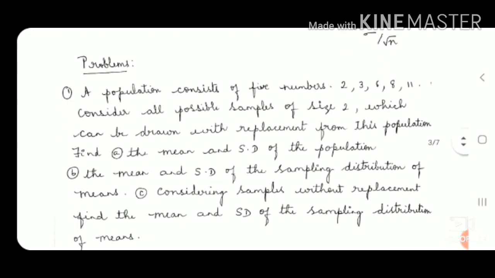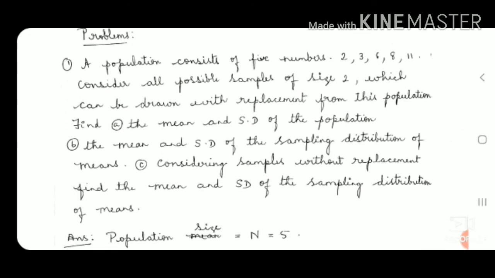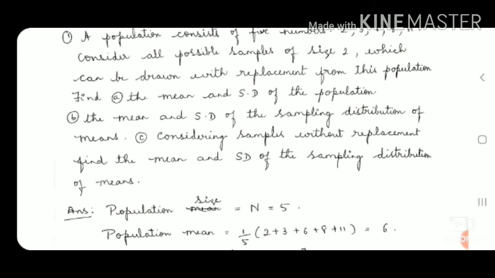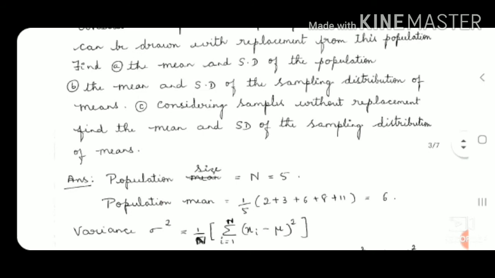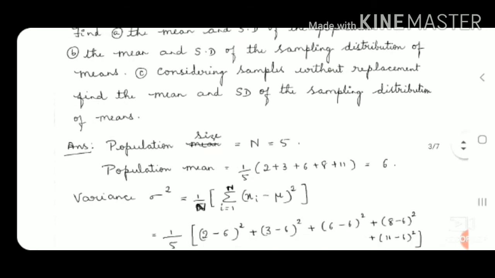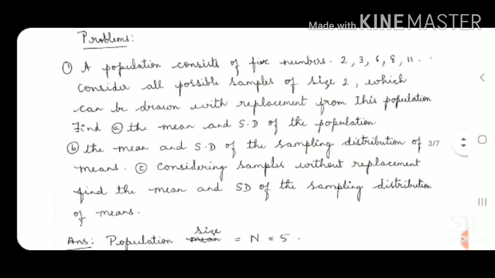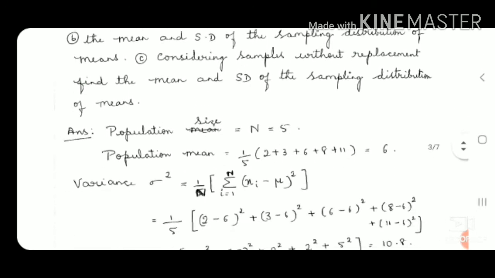To understand these definitions, we have an example here. A population consists of 5 numbers: 2, 3, 6, 8, 11. Consider all the possible samples of size 2 which can be drawn with replacement from this population. Find the mean and the standard deviation of the population, also the mean and the standard deviation of the sampling distribution of means, and considering the sample without replacement, find the mean and the standard deviation of the sampling distribution of means. The population size here is 5 because we have 5 elements in this population: 2, 3, 6, 8, 11.